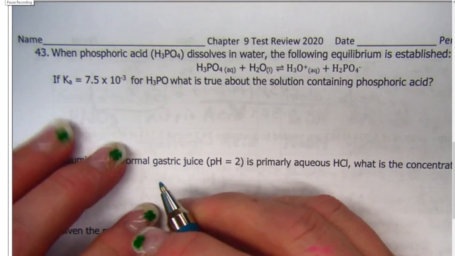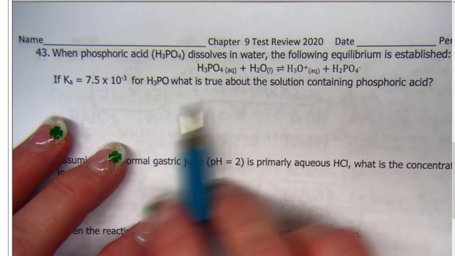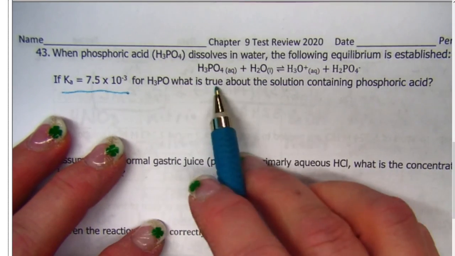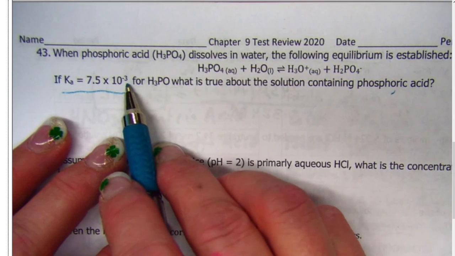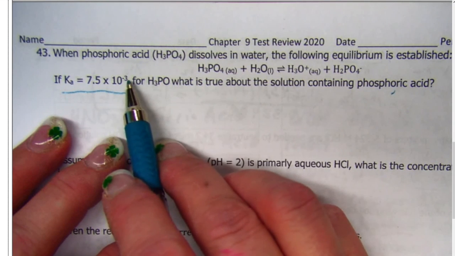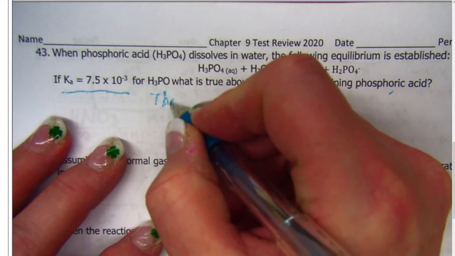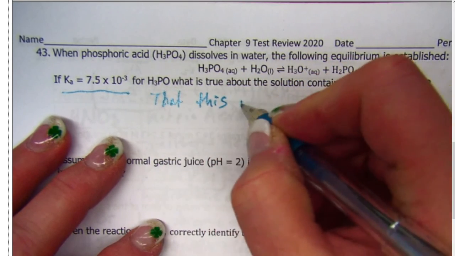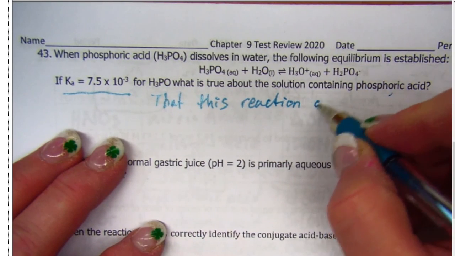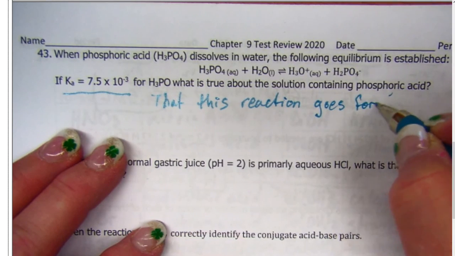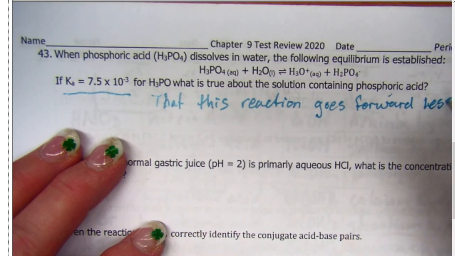Starting at 43. When phosphoric acid dissolves in water, the following equilibrium is established. We've got a Ka of this. What is true for the solution containing phosphoric acid? Well, if we look at this, that is a fairly big number for phosphoric acid. So what's true for this is that this reaction goes forward less than it goes backwards.